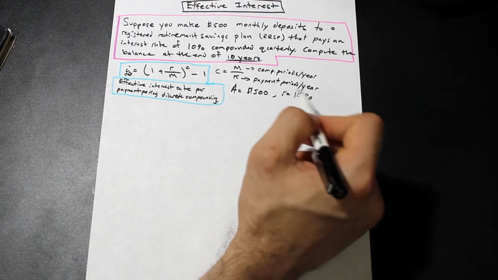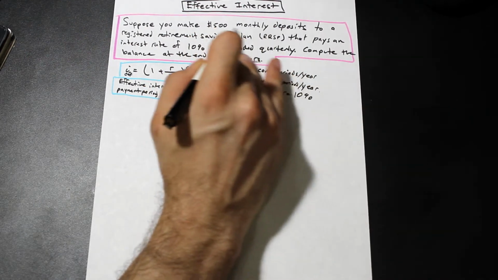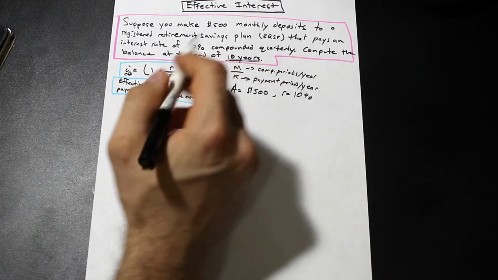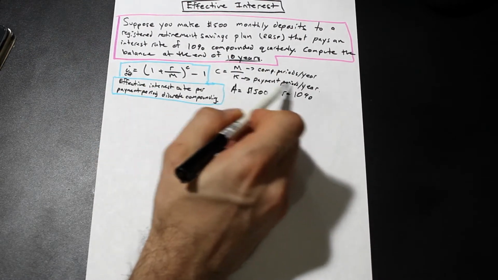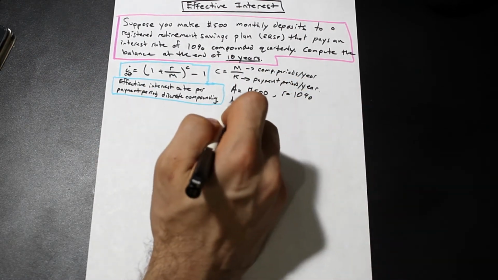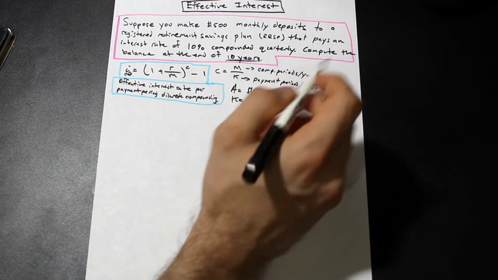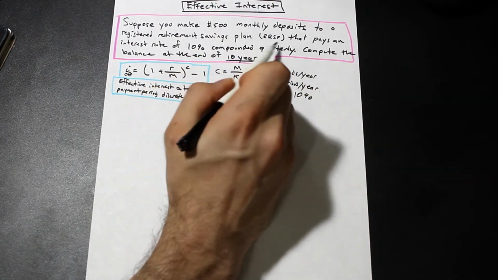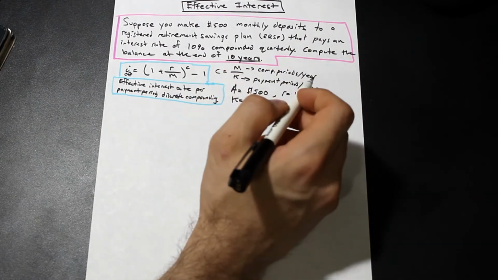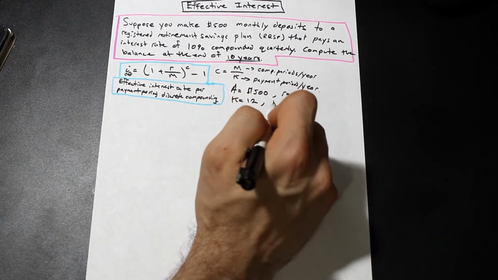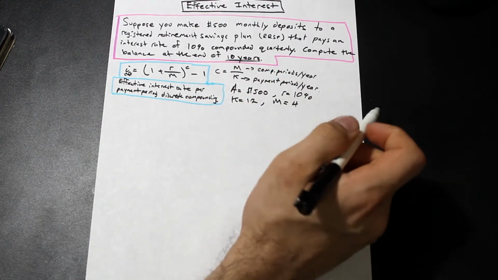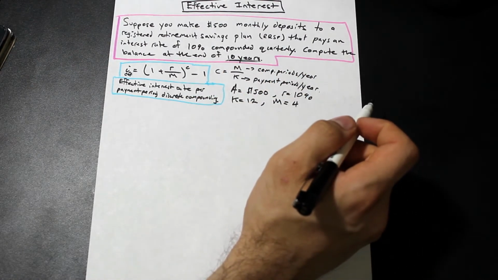So we have our R equals 10%. What are our payment periods? We're depositing monthly. So if we go back here, we have payment periods per year. That's K. Our K value is 12. And our M is our compounding periods per year. It says it's compounding quarterly, so there are 4 quarters in a year. So M, in our case, is 4. And now we can go ahead and solve this problem.